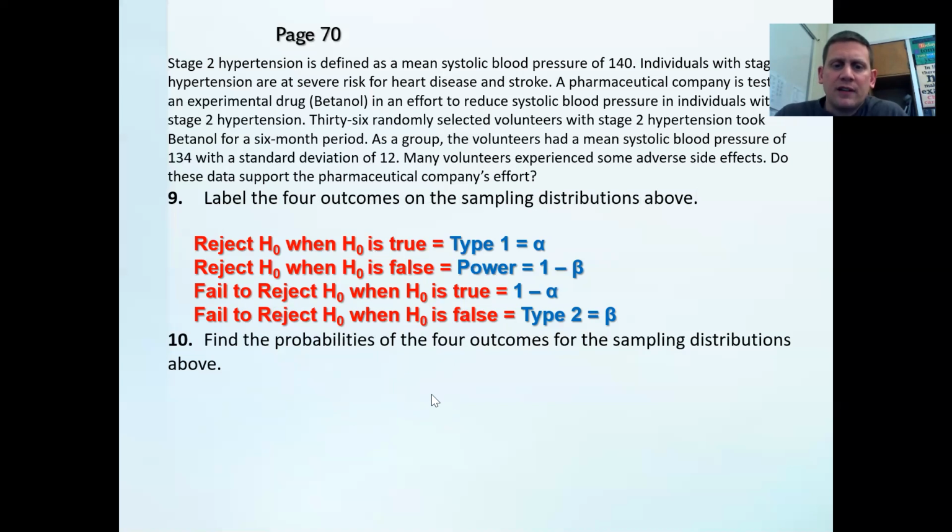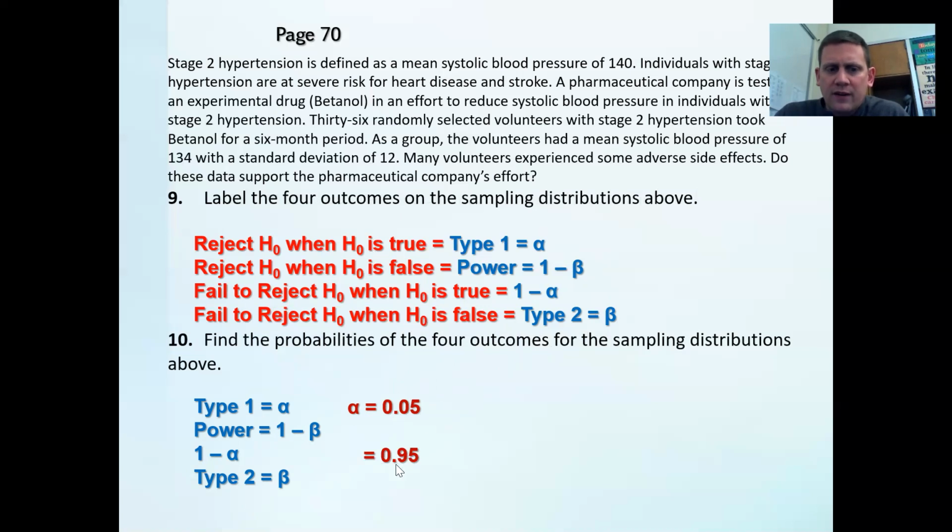Find the probabilities of the four outcomes. Some of the stuff we've done before, some of it we haven't. Type 1 is alpha, power, 1 minus alpha, and type 2 is equal to beta. This was given to us, and that one is 1 minus. But these two, you don't know how to do those yet. You're going to right now.